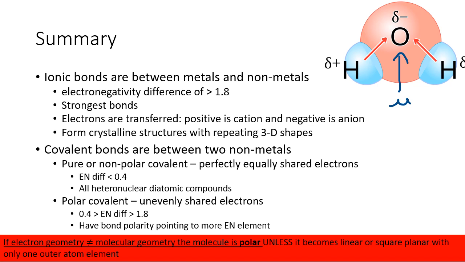Okay, and finally, if the electron geometry is unequal to the molecular geometry, the molecule is polar, meaning it has a dipole moment, it has a separation of charge, unless it becomes square planar or linear with only one outer atom element. We will practice this. Don't worry, it takes some practice to get this down. But that summary statement in red at the bottom is very helpful to figuring things out.